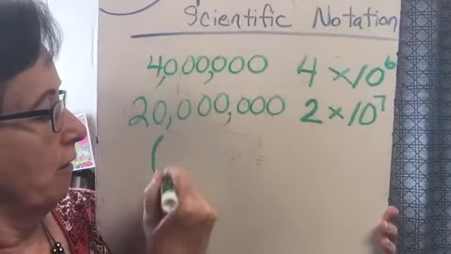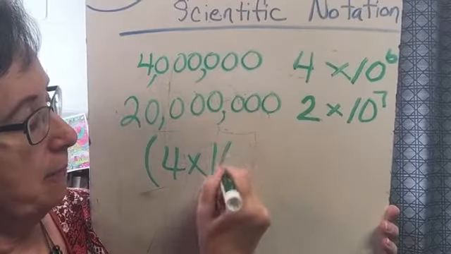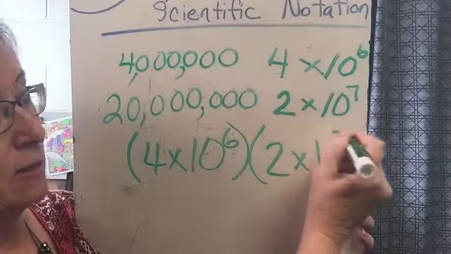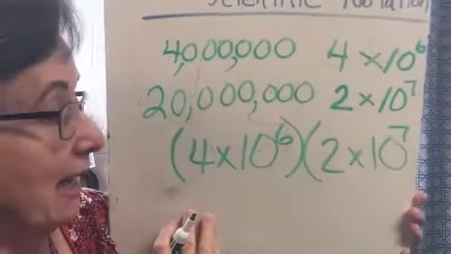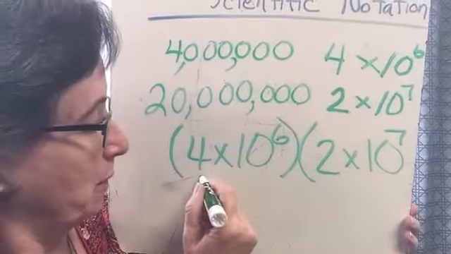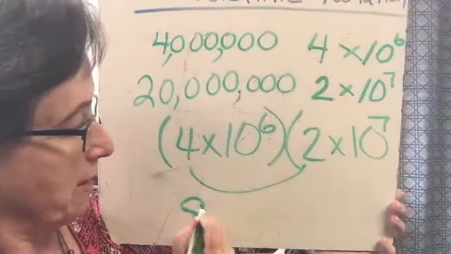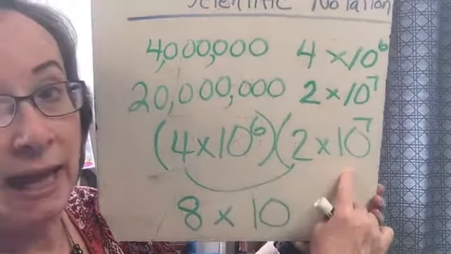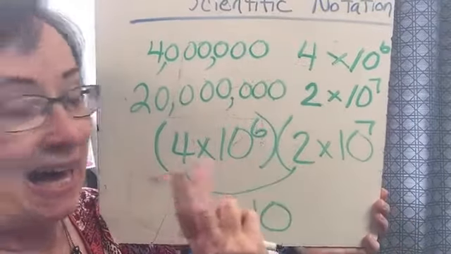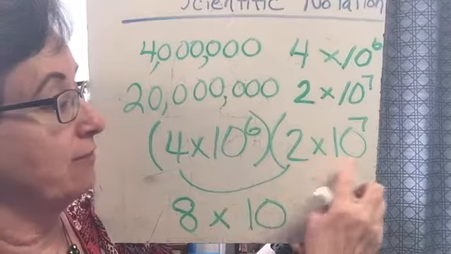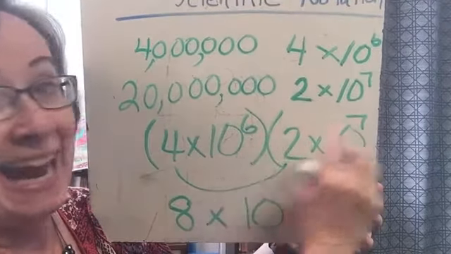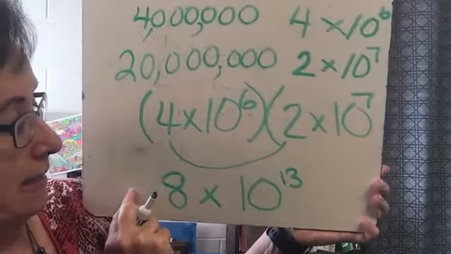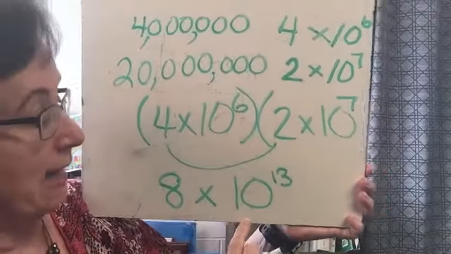So we have 4 times 10 to the 6th times 2 times 10 to the 7th. Okay, and we are going to multiply them together. So I'm going to multiply these together first and get 8. 4 times 2 is 8 times 10 to the what? Now remember, when we multiply, we have exponents, we add. So we multiply like bases. They're both the base of 10. Multiplying like bases, I add the exponents. 7 plus 6 is 13. So 8 times 10 to the 13.